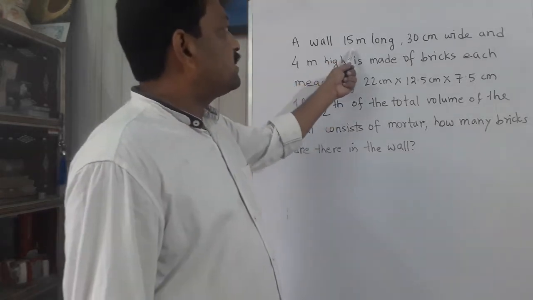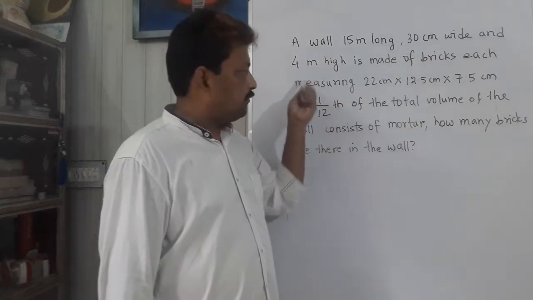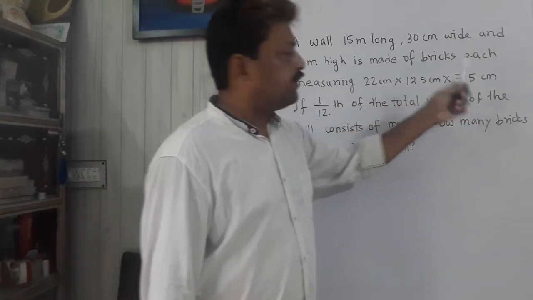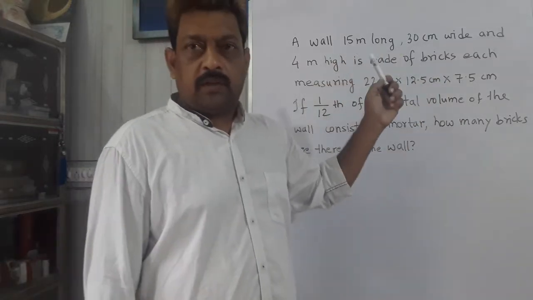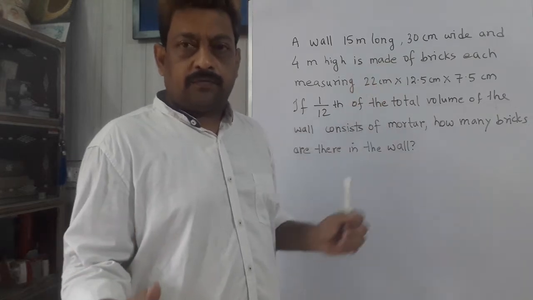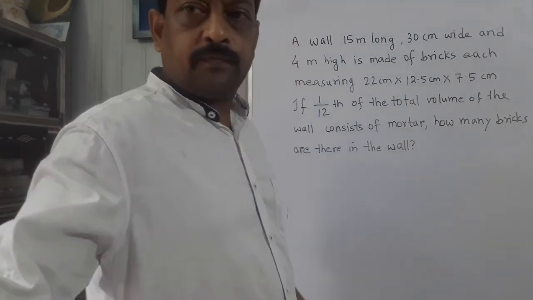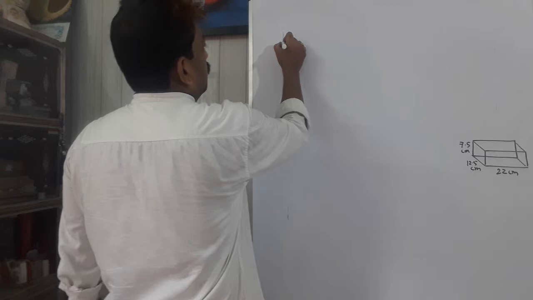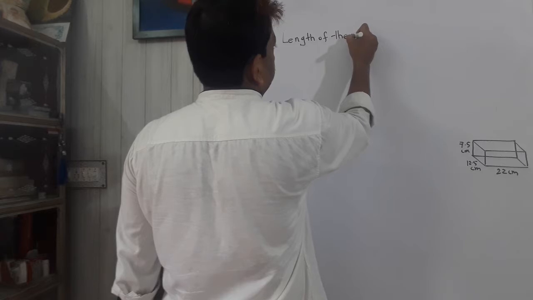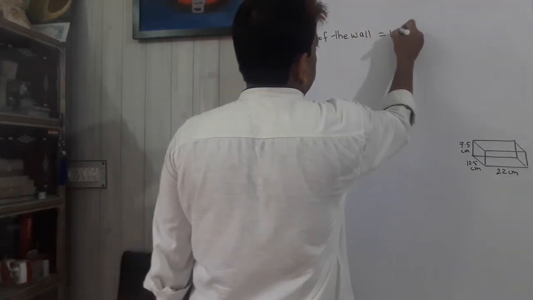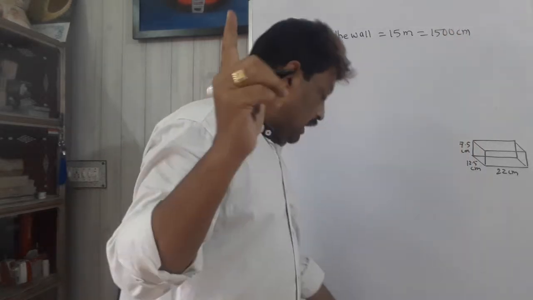It is given, the length is given in meter, breadth is in centimeter, height is in meter, and the dimension of the brick is given in centimeter. So it is better to convert all these units into centimeter. That is, length, breadth and height of the wall to be converted into centimeter. Length of the wall equals 15 meter, means 1500 centimeter. 1 meter is 100 centimeter.